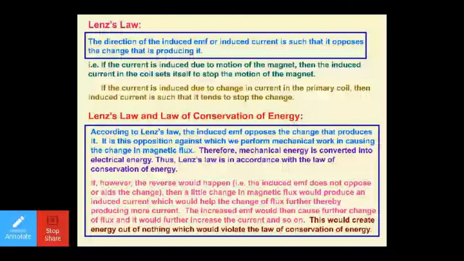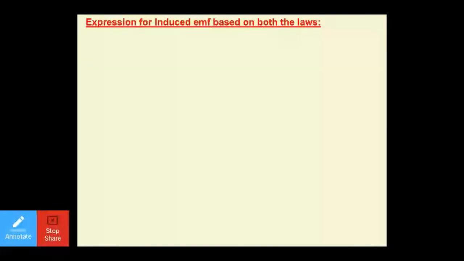And what does the law of conservation of energy say, dear students? The law of conservation of energy simply says that energy can neither be created nor be destroyed. It can simply be converted from one form to another. So what is happening here, mechanical energy is converted into electrical energy. Let us talk about the next thing.